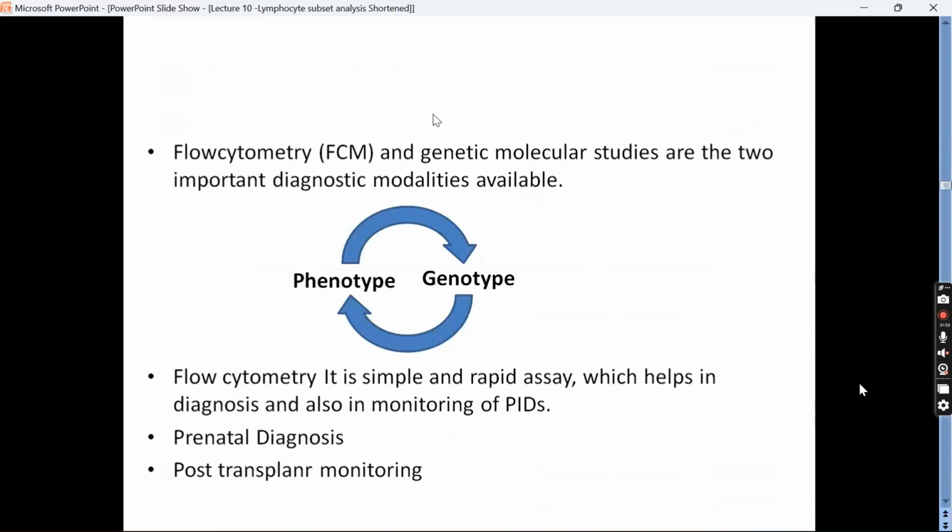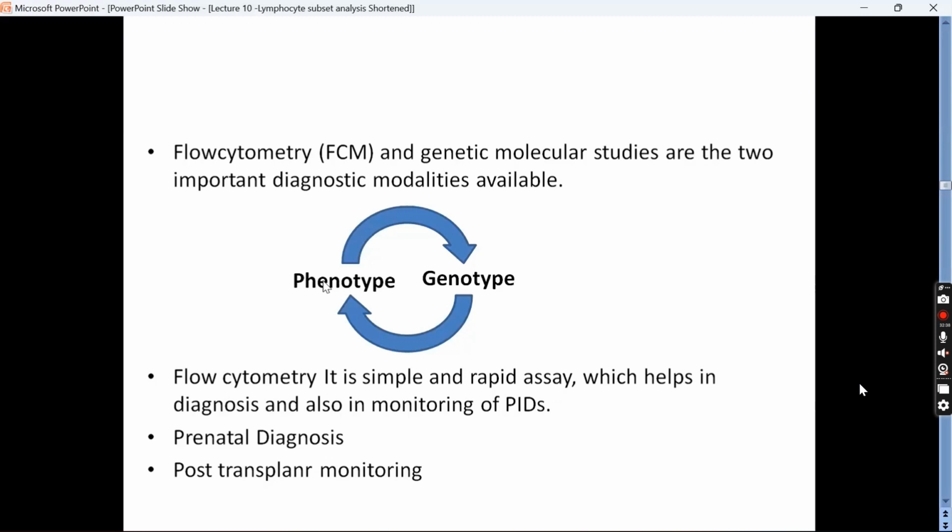Now, the other advantage of flow cytometry is, for diagnosis of inborn errors of immunity, you basically need to do flow cytometry and genetic molecular studies. Not all inborn errors of immunity can be diagnosed only by flow cytometry. So you invariably need to do molecular studies or exome sequencing to find what the genetic defect is in that particular child. And once you get a genetic defect, to validate it, you need to do flow cytometry. Because you know what the problem with next generation sequencing is, that it can give you a lot of VUS, that is variants of unknown significance, which you don't know whether to take as pathogenic or not.